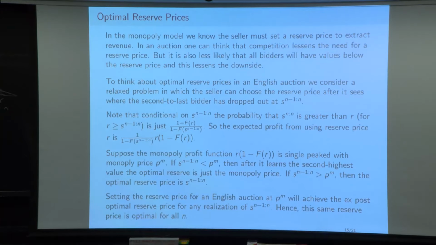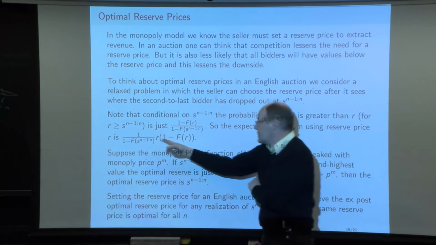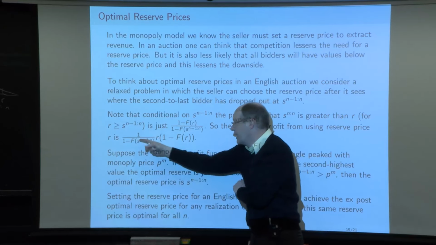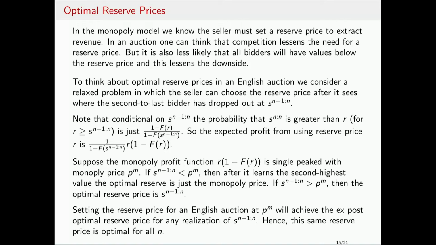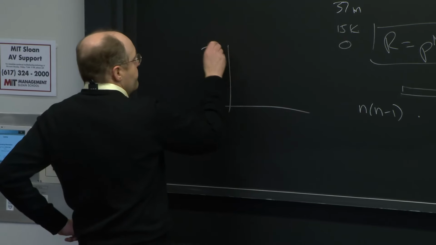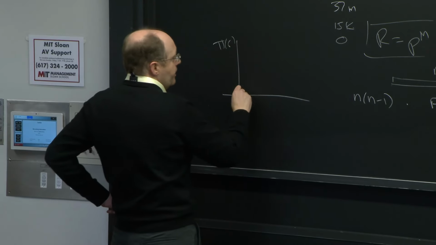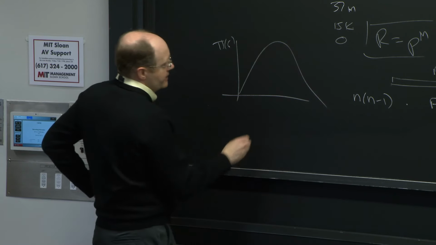So if you think about how do I maximize this expression, R times 1 minus F of R times this constant, I just maximize that by maximizing R times 1 minus F of R, which is the monopoly pricing problem for one customer. So I have this monopoly profit when I use a price of R, monopoly profits like this.